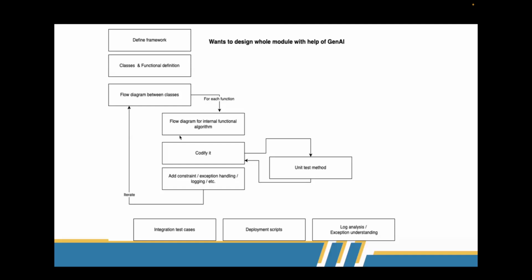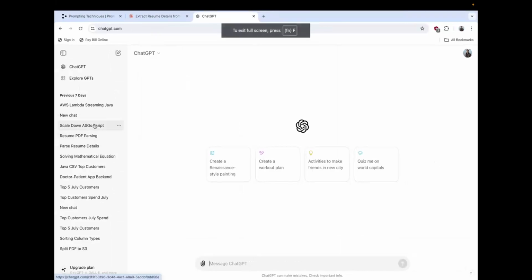Once you are done with this, then you go for each function, and for each function first design the prototype, right? Or basically a flow diagram only. Okay, so you simply ask for a flow diagram. Let me show you some example of what we did last time.